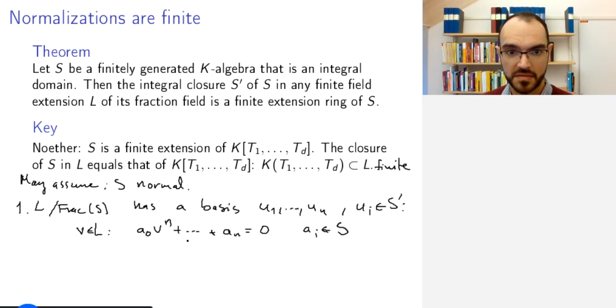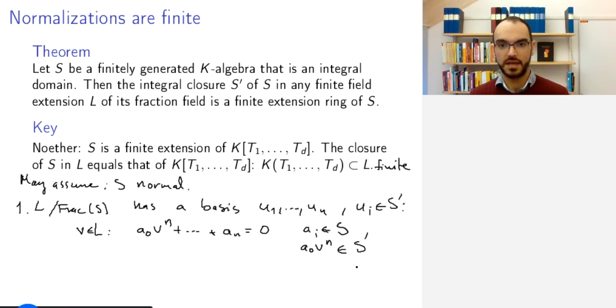But this means multiplying by A0 to the power N minus 1, I get that A0 V to the power N is integral over S, so it belongs to S prime. And so this means that I can do this to all of my basis elements, tweak them so I get something in S prime.